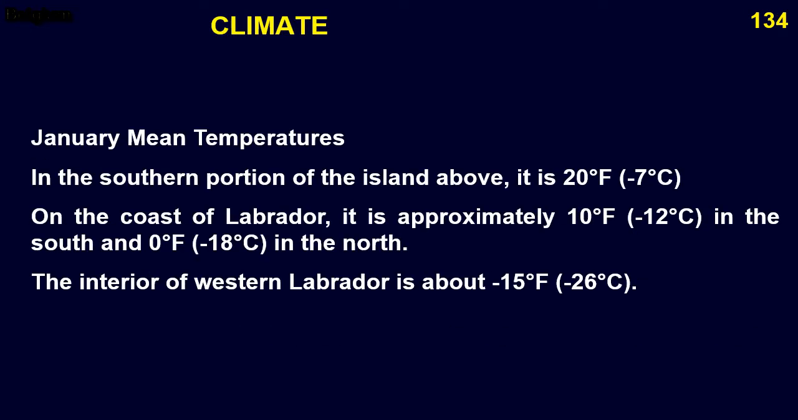January mean temperatures. In the southern portion of the island above 20 degrees Fahrenheit, minus 7 degrees Celsius, on the coast of Labrador, it is approximately 10 degrees Fahrenheit, minus 12 degrees Celsius, in the south and 0 degrees Fahrenheit, minus 18 degrees Celsius, in the north. The interior of Western Labrador is about minus 15 degrees Fahrenheit, minus 26 degrees Celsius.